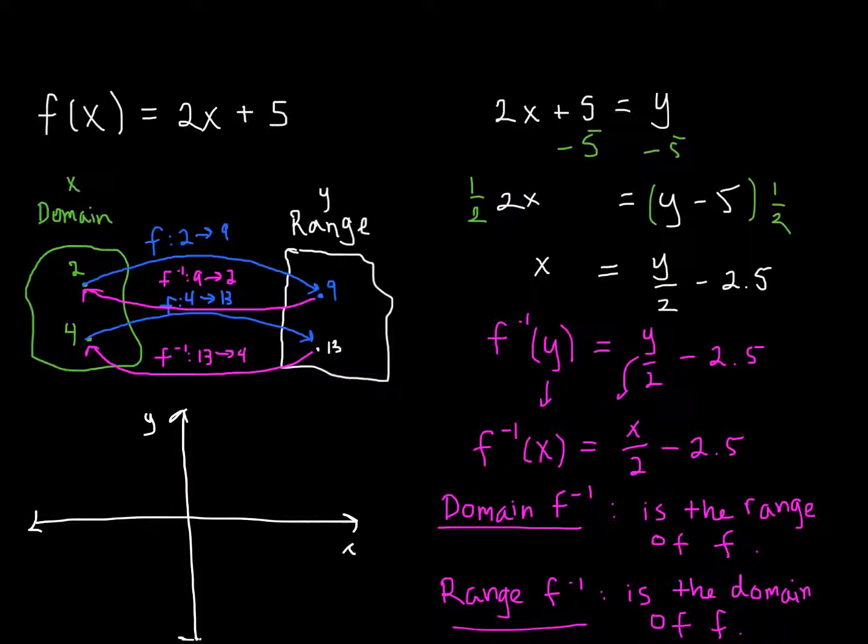So let's first graph our original function, f of x. And f of x is going to have a y-intercept at 5. 1, 2, 3, 4, 5. And it has a slope of 2, so meaning if I were to go back 1 unit to the left, I would decrease my y value by 2. I'll try and draw a straight line here.